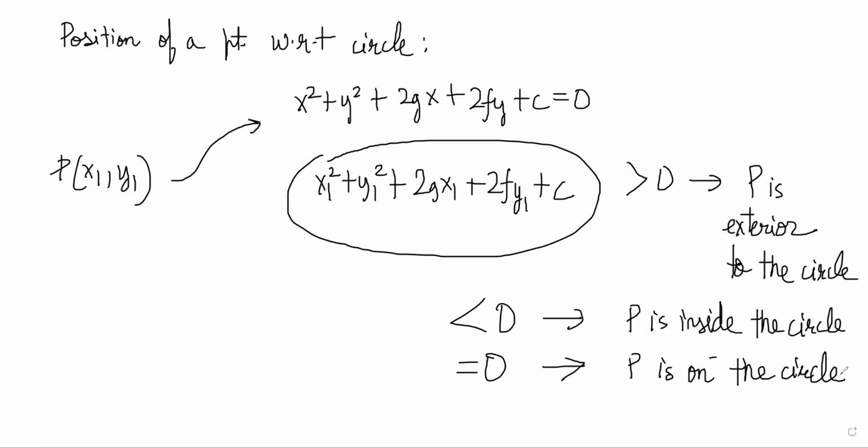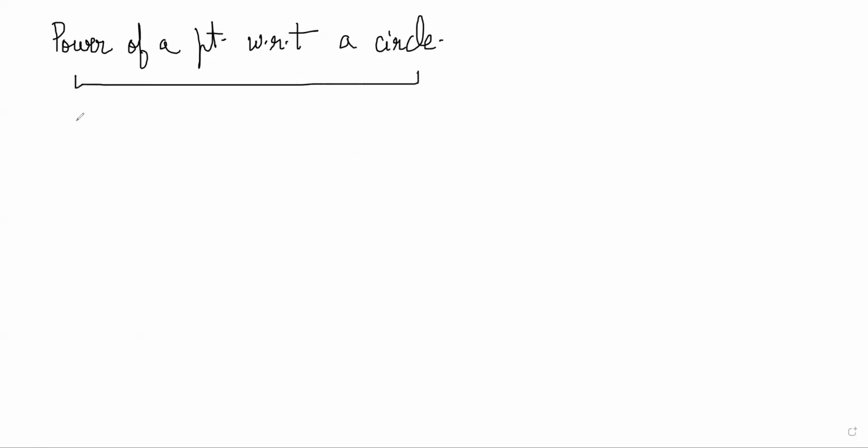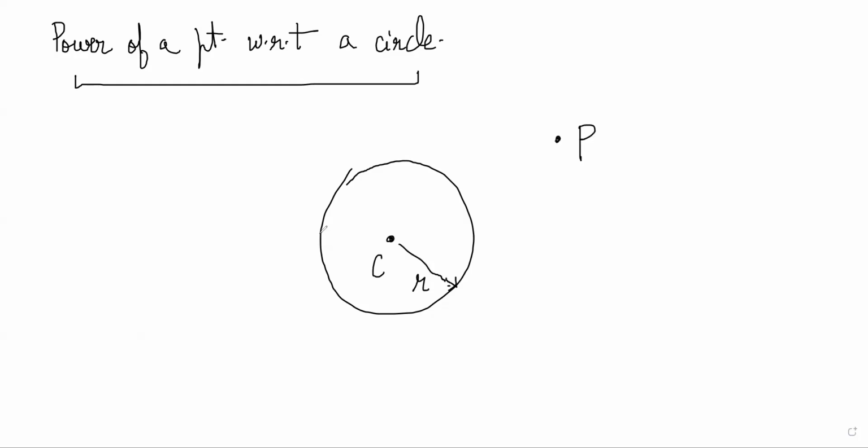Now, another very important idea that you need to know is the idea of power of a point, power of a point with respect to a circle. Anybody who has done a little bit of geometry knows that this is a very important idea. So, if you have a circle like this with a center C and radius R, and you have a point somewhere outside, P, right? The power of a point is defined as power of P is equal to PC square minus radius square.